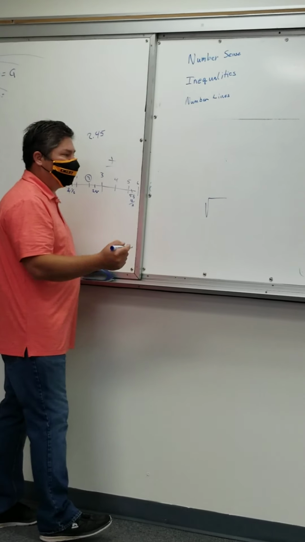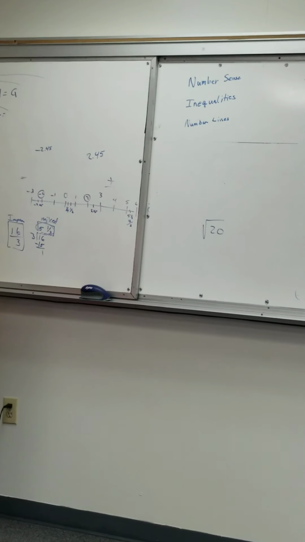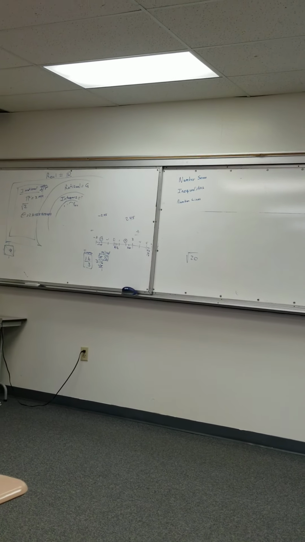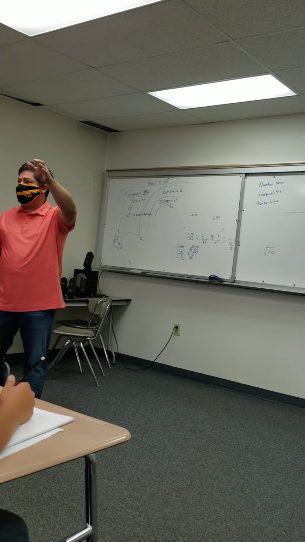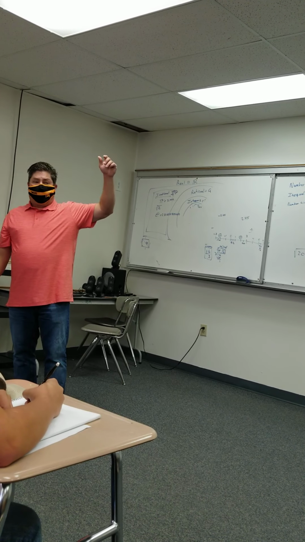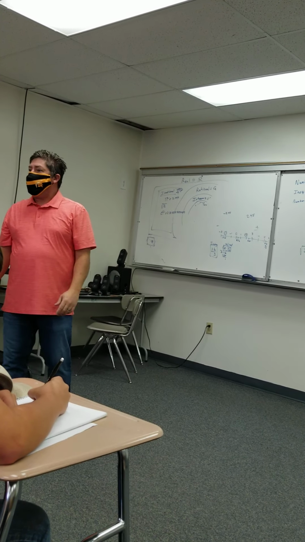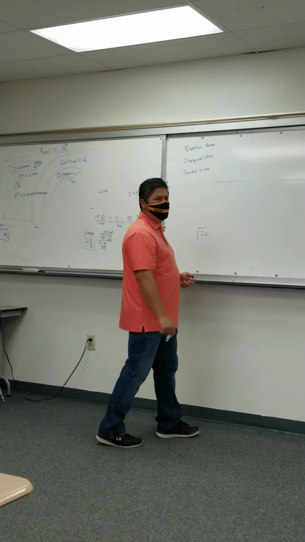Okay, let's think about this for a second. Let's do the square root of 20. Where is that? Here's the key. You need to know your perfect squares. Write it down. We're going to do perfect squares from 1 to 225. Okay? So let's do the perfect squares from 1 to 225.